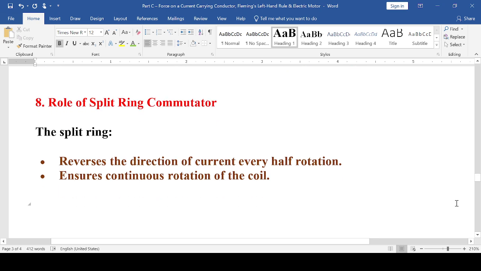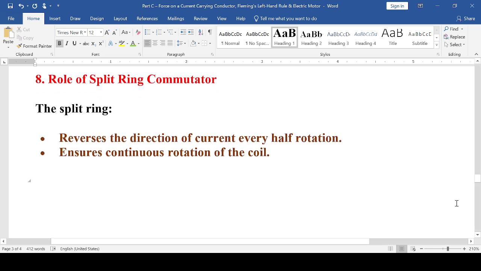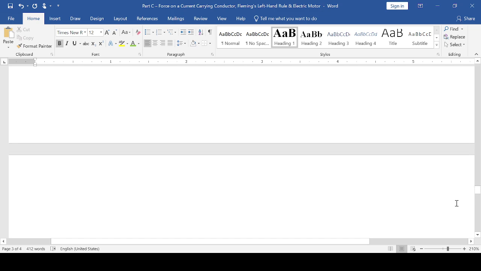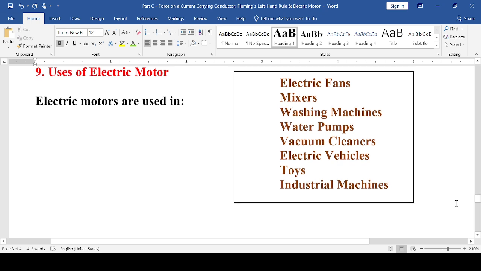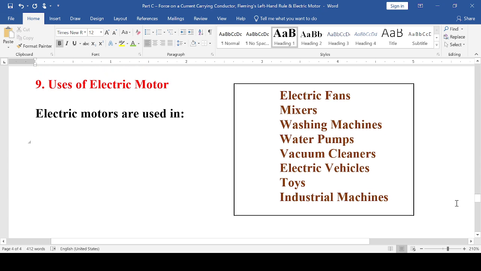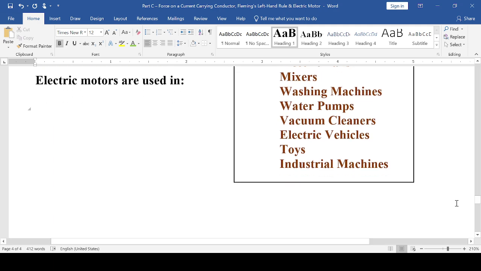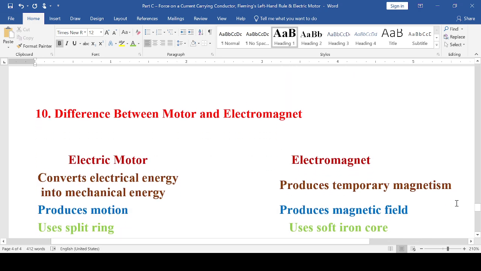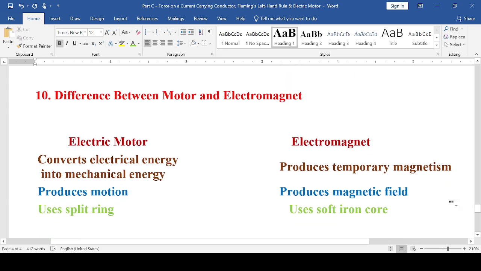So what is the role of the split ring commutator? It reverses the direction of the current every half rotation, and it ensures continuous rotation of the coil. So where do we use this? Electric fans, mixers, washing machines, water pumps, vacuum cleaners, electric vehicles, toys, and industrial machines are based upon the electric motor.